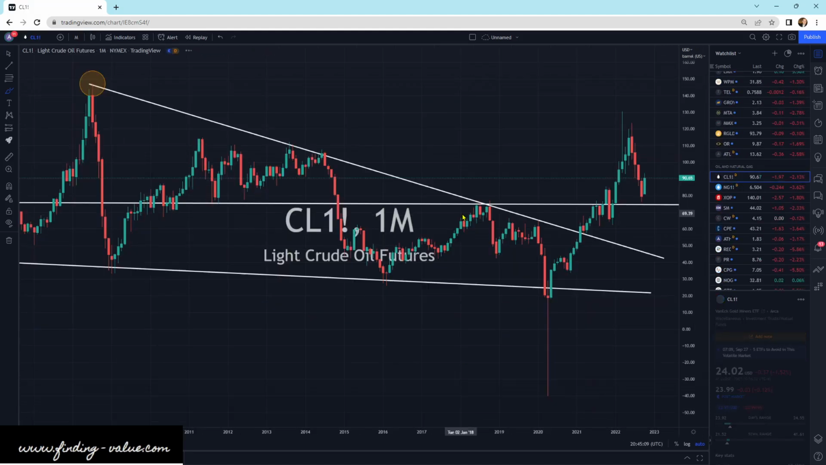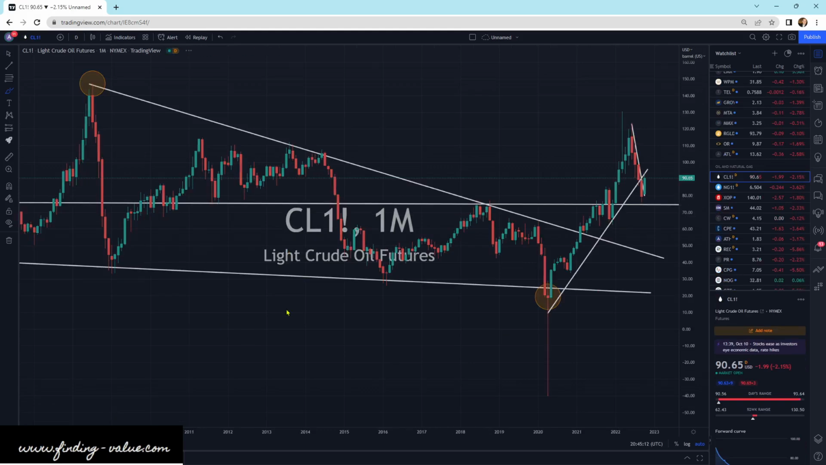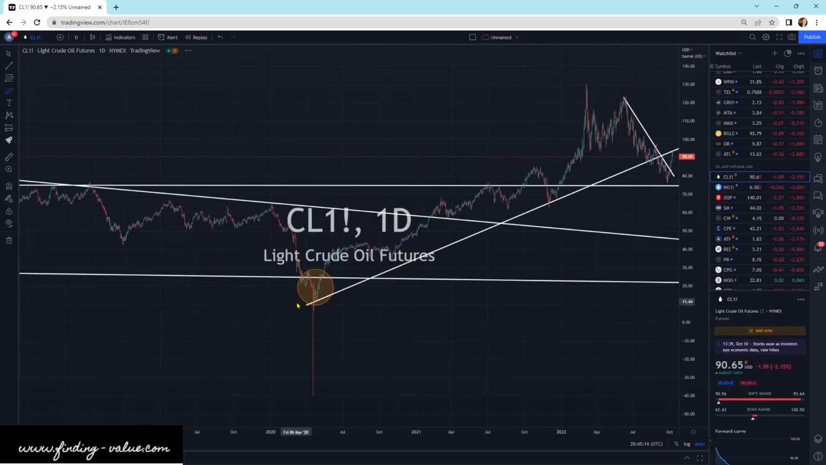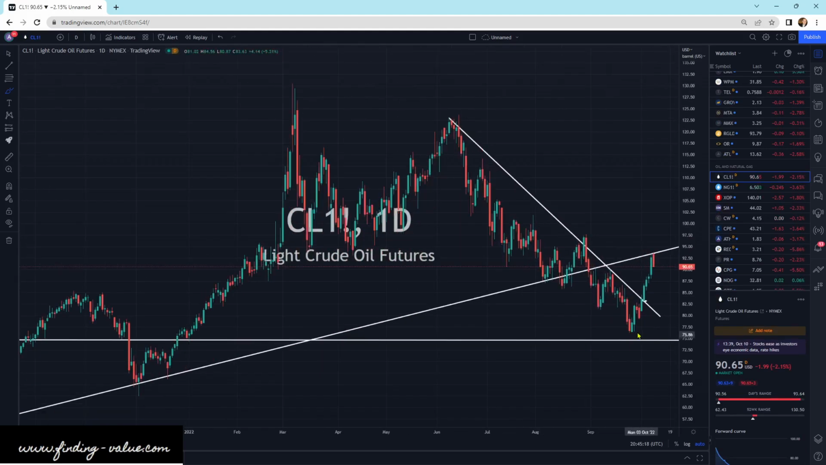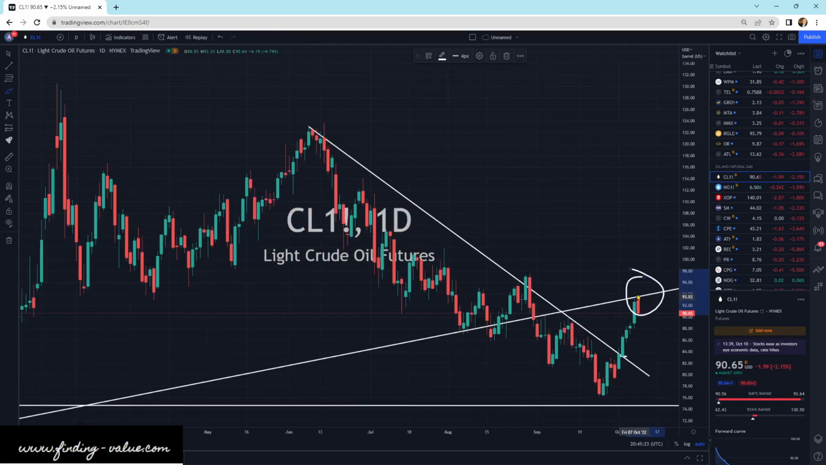Looking at crude oil, it is lower today. What we're looking at is this long-term downtrend line. We broke out below it, and we're coming back, and we need to break this downtrend line. Right now, we're kind of hitting our head. We might pull back a little bit off that resistance line.